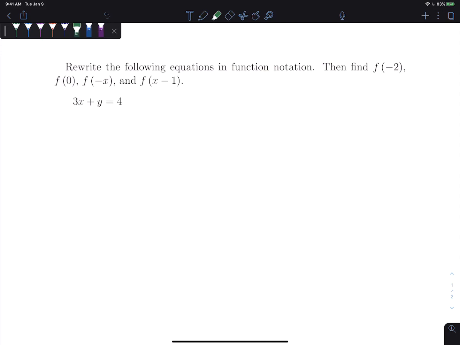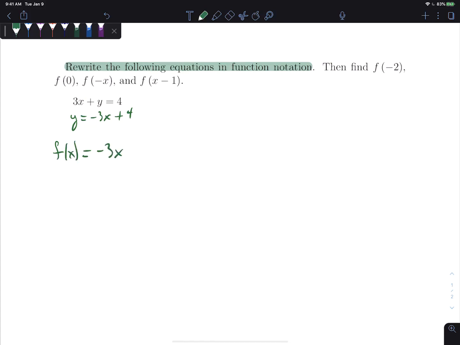The first thing we want to do is rewrite in function notation. So to do that, we have the equation 3x plus y equals 4. We always want to get the y by itself, which in this case means subtract 3x from both sides. So that's going to give me y equals negative 3x plus 4. And notice that once the y is completely by itself, all you need to do is replace the y with f of x. So f of x equals negative 3x plus 4. And there you go. That is our function notation.